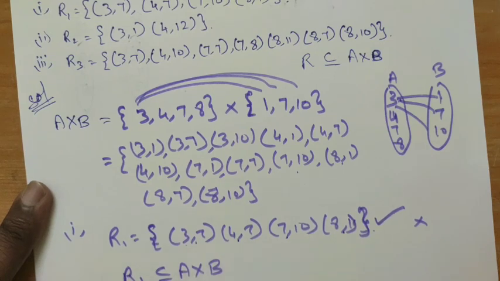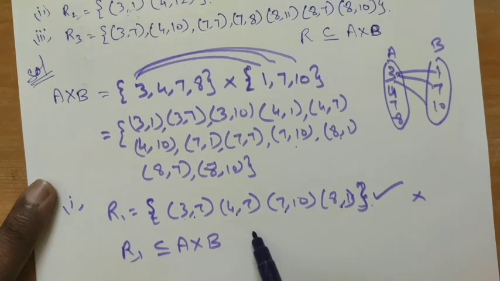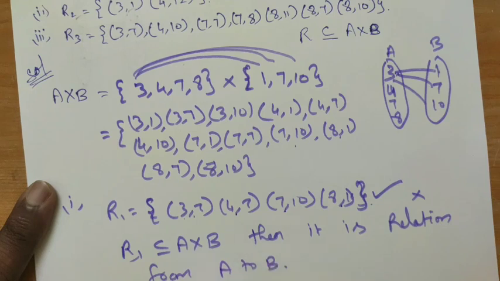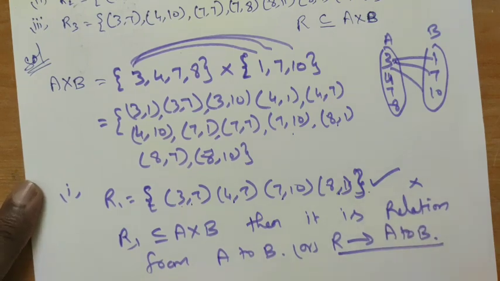Whenever a relation is a subset of the Cartesian product, hence it is a relation from A to B. Either you can write it in words or use the symbol also.